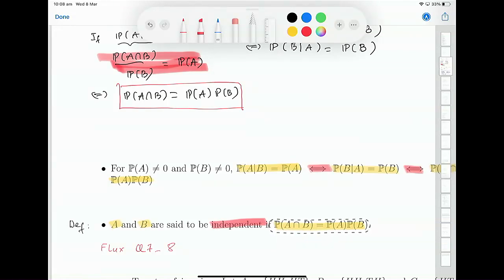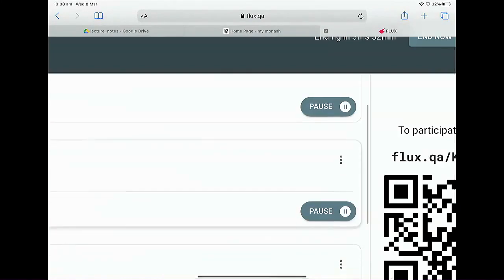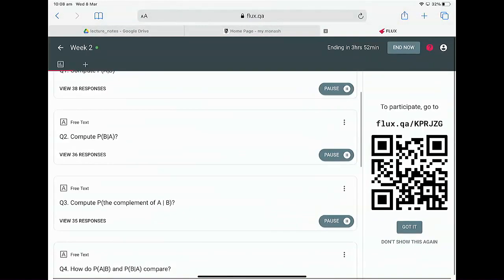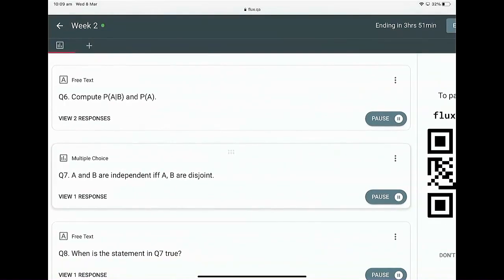All right, so we have first question 7 and 8. So what is it? Question 7. A and B are independent if and only if A and B are disjoint. Is it true or false? False. For any case.